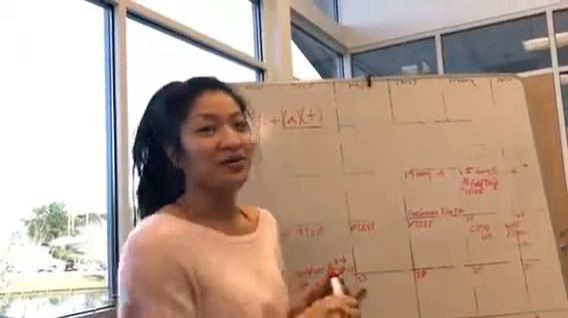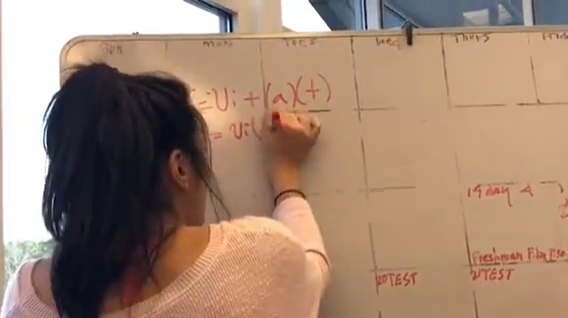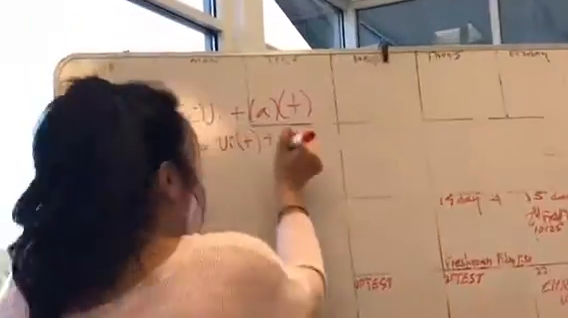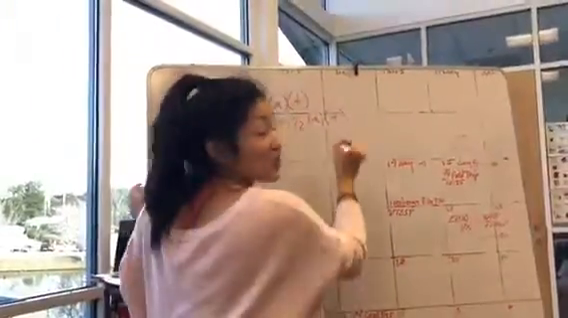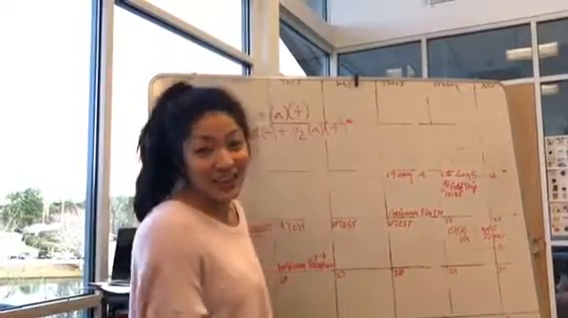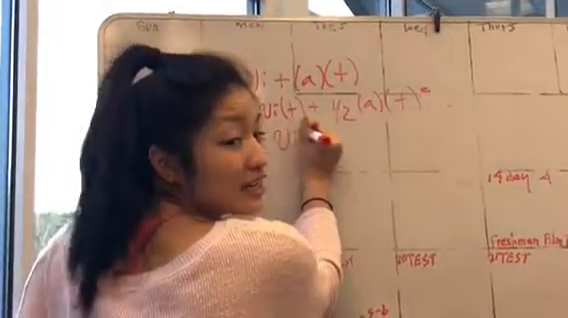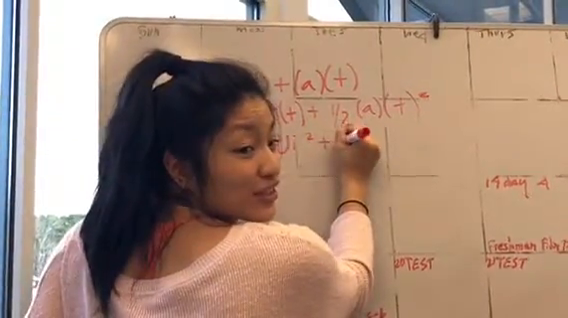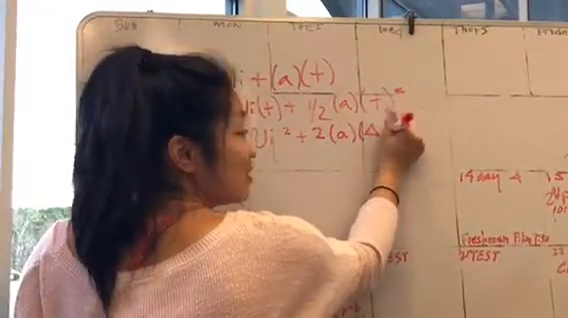The second one would be delta d equals velocity initial times time plus 1/2 acceleration times time squared. The last one is velocity final squared equals velocity initial squared plus 2 acceleration times delta d.